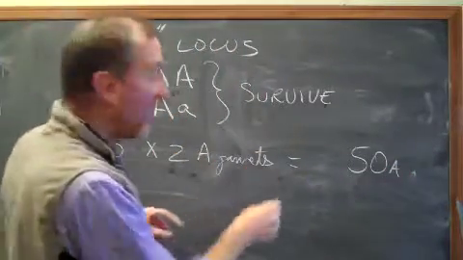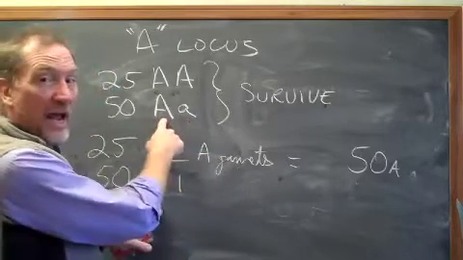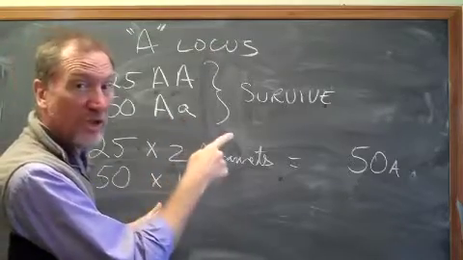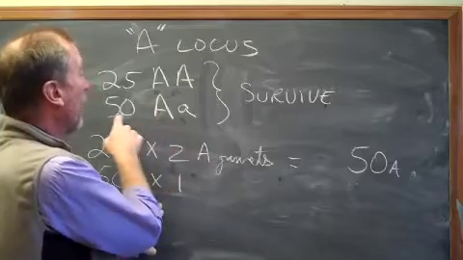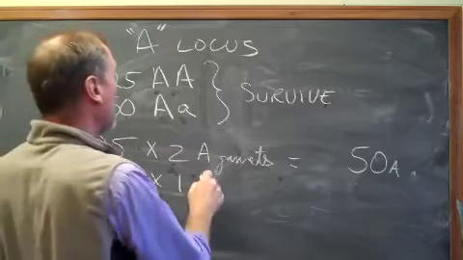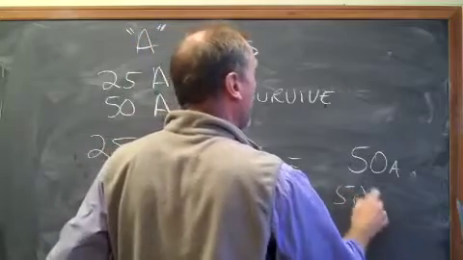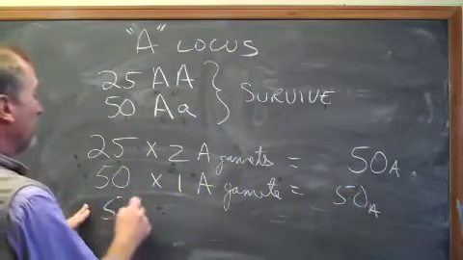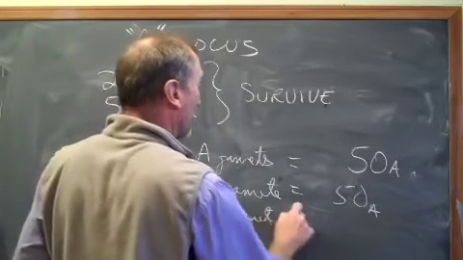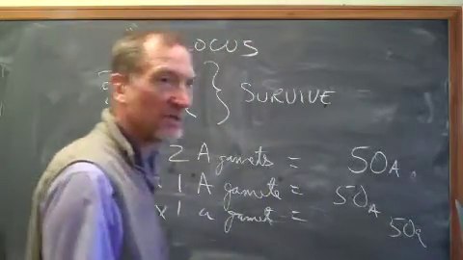The situation is different for the heterozygote. We have 50 individuals, and half of the gametes they produce are going to be big A and half little a. So remember, it's 2 gametes per individual. So of these 50, one of their gametes is going to be big A, the other one is going to be little a. So one big A gamete equals 50 big A, but these individuals are also making a little a gamete, 50 little a. So I need to find a spot up here.